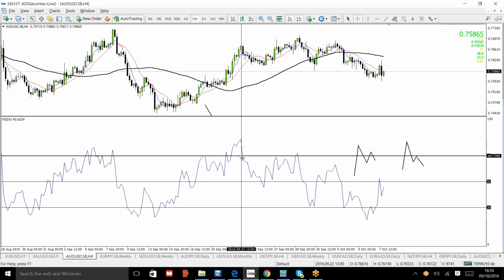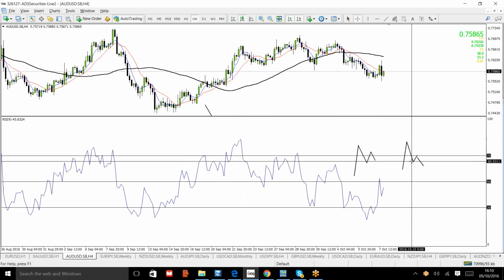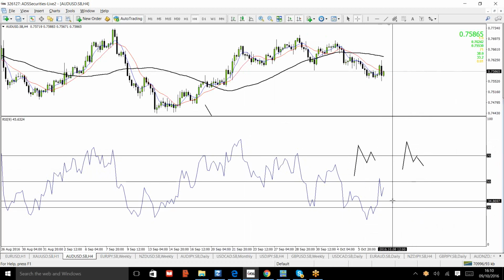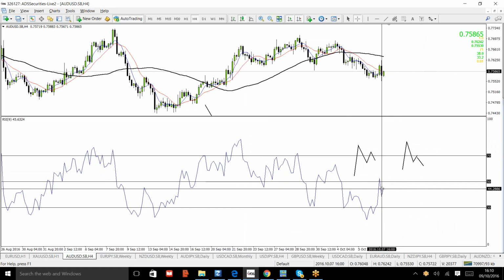So wait for the price to come back and try to make another low, higher low, lower high, higher low, lower high, and then sell based on this indicator, guys. Remember, indicators, secondary analysis, are never 100%. Use it to add on. Do not trade with it. I'm explaining the right way of using this indicator.